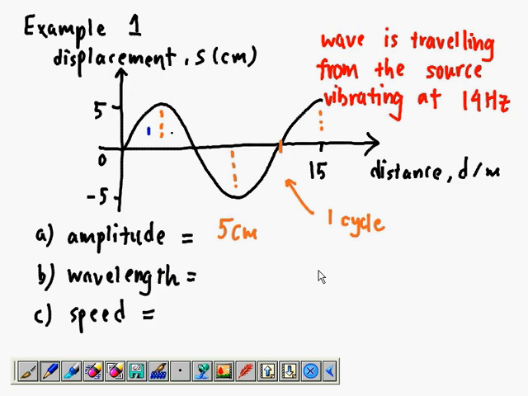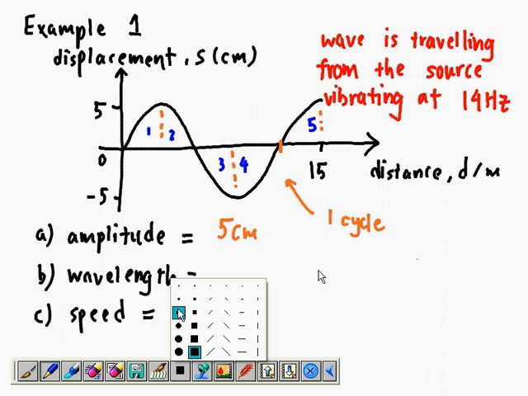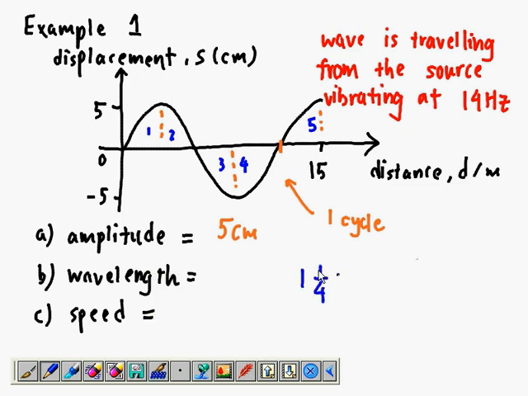So how do you analyze? I differentiated them into different sections. I have 1, 2, 3, 4 and 5. 1 to 4 tells me that there is 1 cycle of wave, and 5 only represents 1 out of 4 cycle. Alright, so 1 and a quarter cycle. 1 and a quarter lambda equals 15.